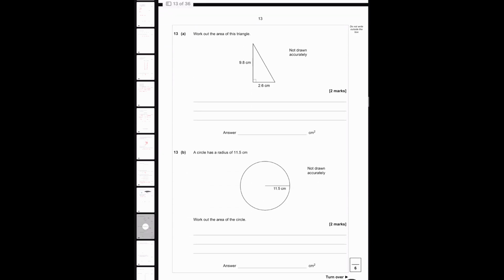Question 13 is an area of a triangle question. The area for a triangle is length times height, all divided by 2. We're going to do 9.8 times 2.6, which is 25.48. And then we're going to divide it by 2. So 25.48 divided by 2 is 12.74. So our answer is 12.74.